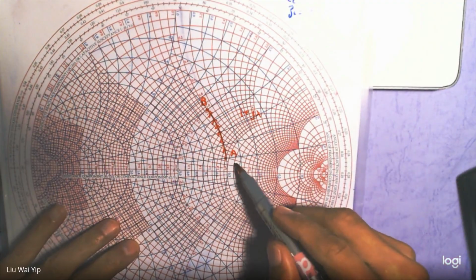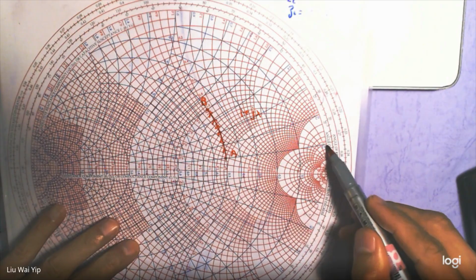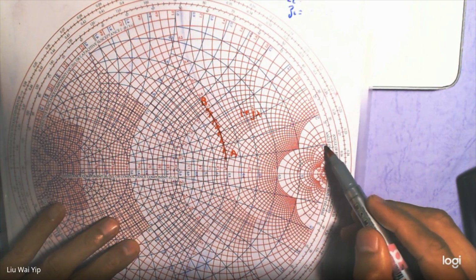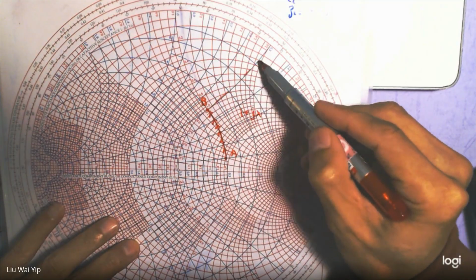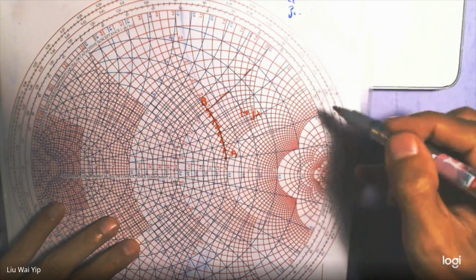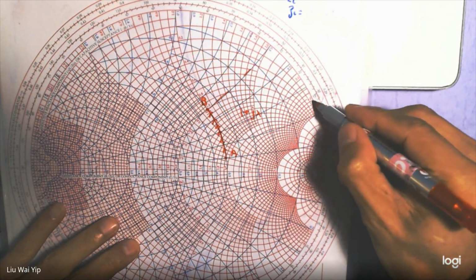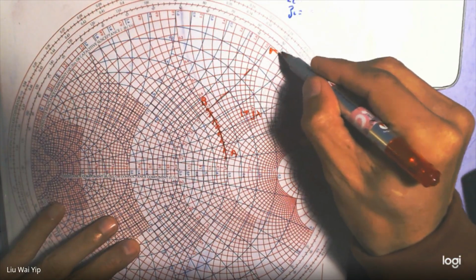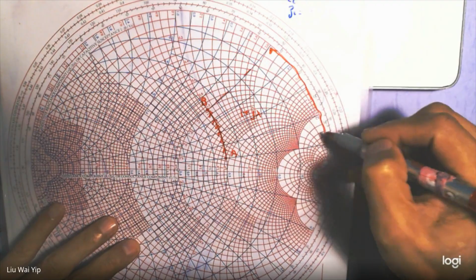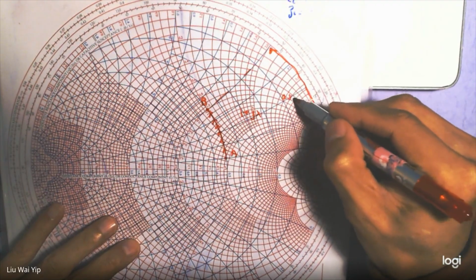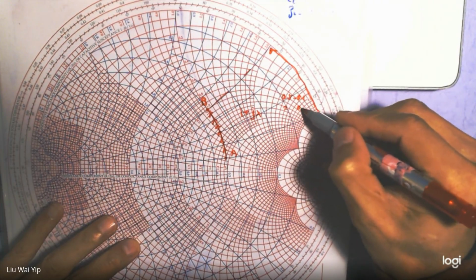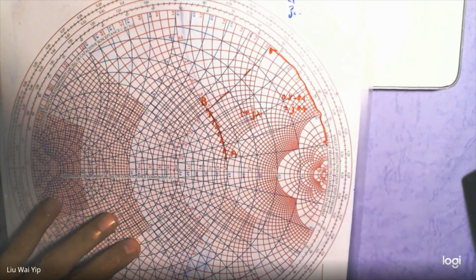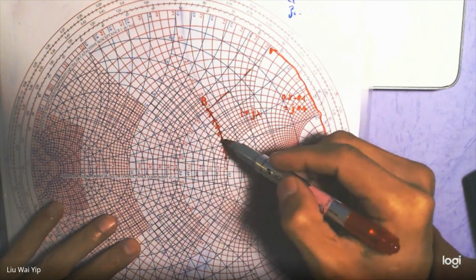So if you look at here, focusing on the blue grid, it is 0.1, and if you look at here, focusing on the blue grid, it is 0.5. So from here to here, you will need 0.5 minus 0.1. So altogether, you will need 0.4j in order to bring you from A to B.